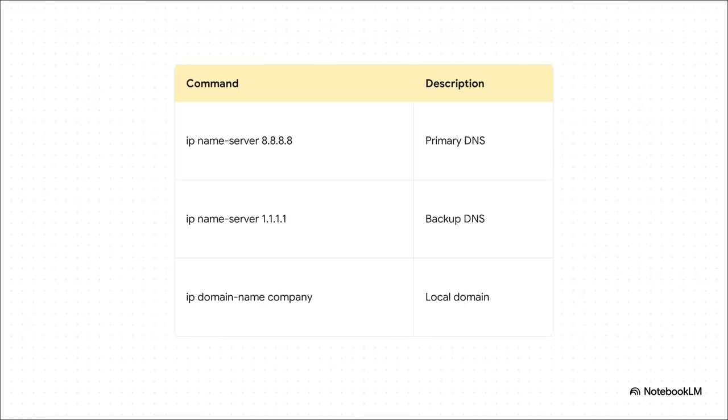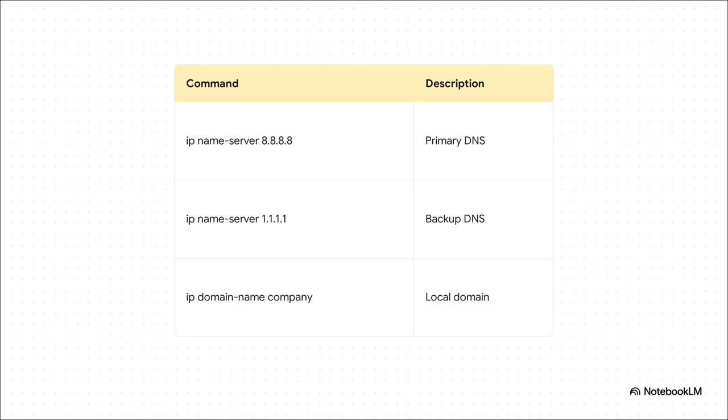But assuming we do want our router to resolve names, we have to tell it who to ask, right? We use the command ip name-server, followed by the IP address of our DNS server. Right here, we've set 8.8.8.8, which is Google's public DNS, as our primary. But notice the best practice right below it. We run that same command again with 1.1.1.1, Cloudflare's DNS, to set up a backup. That way, if Google's DNS goes down, our network doesn't skip a single beat.